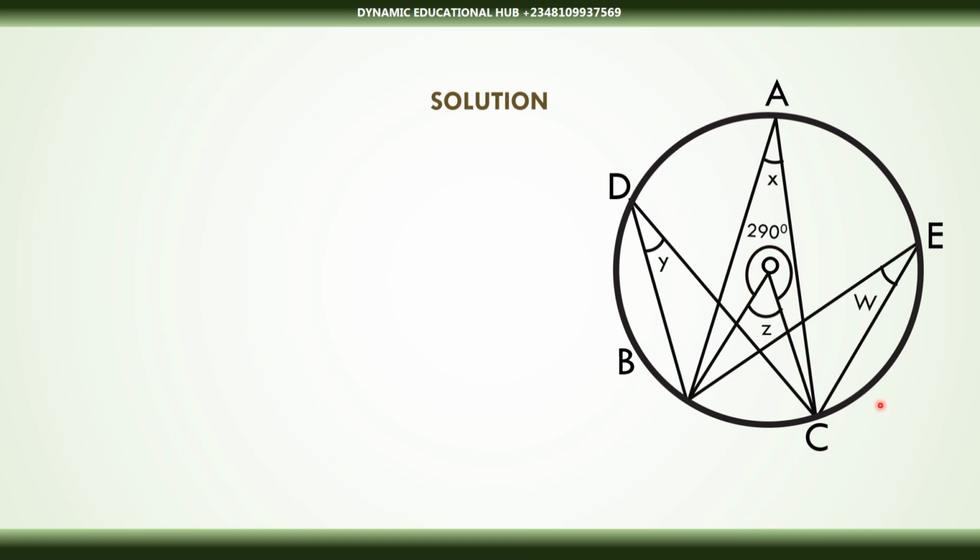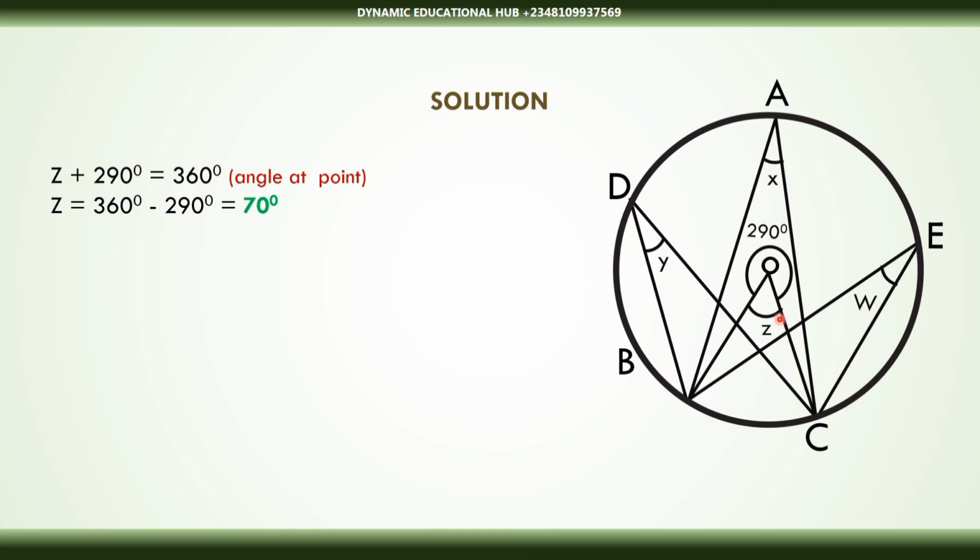This question is very simple. Now Z plus 290 degrees will give us 360 degrees, the angle at the point. So if you add this angle plus this angle, what are you going to get? 360 degrees. So Z will be 360 degrees minus 290 degrees, and that will give us 70 degrees. So we have gotten the angle that is subtended at the center, which is 70 degrees.